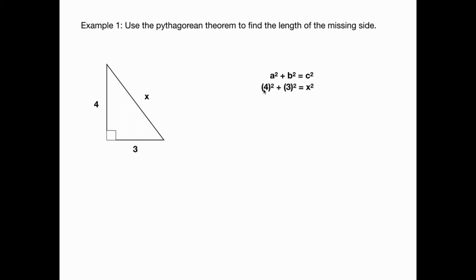So I plug in 4 for one leg, 3 for another, and I'll use the variable x to represent that the hypotenuse is unknown. So I'll simplify 4 squared and 3 squared. That gives us 16 and 9, the sum of which is 25. To find the value of x now, we have to take the square root of both sides. The square root of x squared is just x, and the square root of 25 is 5. So the length of the hypotenuse in this right triangle is 5 units long.